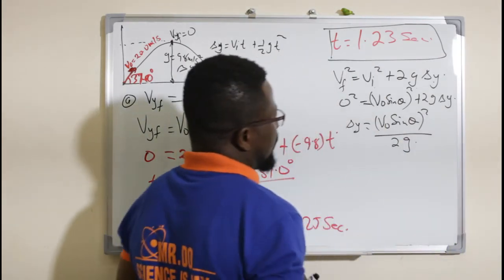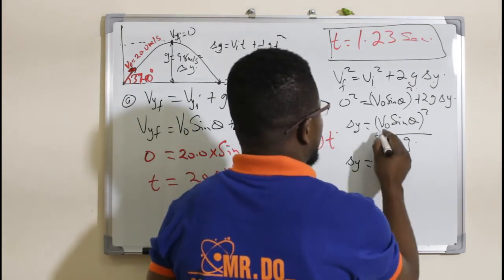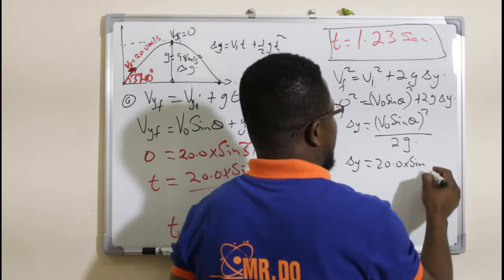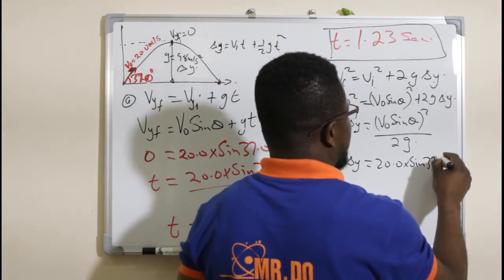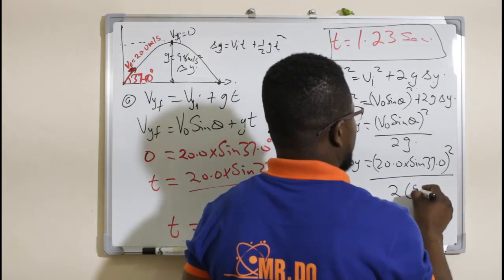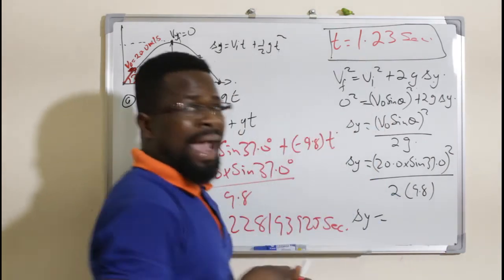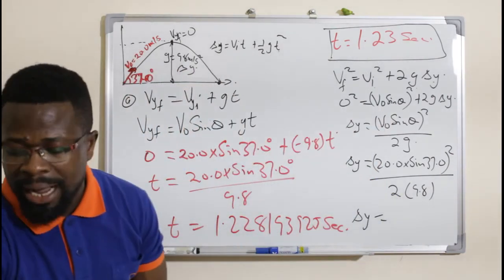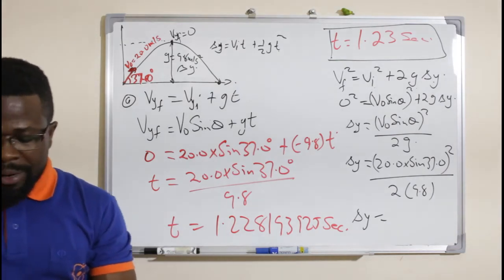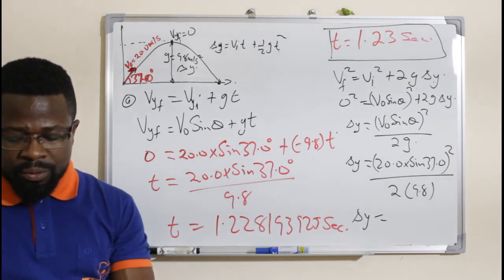So let's do that quickly. I'll say that change in y is now equal to 20.0 multiplied by sine 37.0, and I square that and divide that by 2 times 9.8. And then let's see what we're going to have. If you work this out on our calculator, let's press that value into it, and let's check and see what we're going to have.